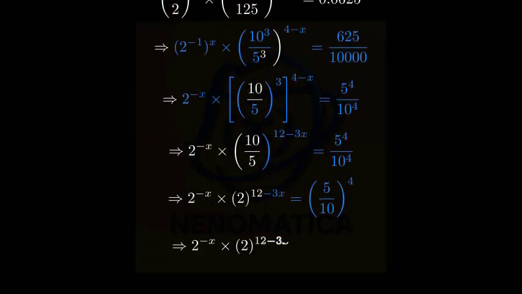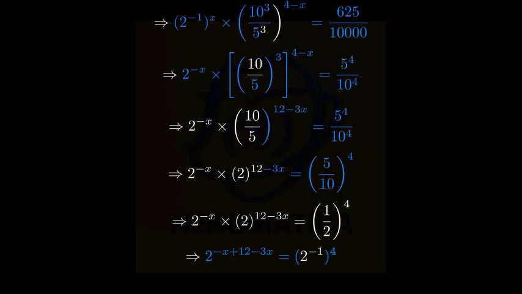We can simplify 5 over 10 to 1/2. So our equation becomes 2 to the minus x multiplied by 2 to the 12 minus 3x power equals (1/2) to the fourth power. Now, we'll combine the exponents on the left side. Using the properties of exponents, 2 to the minus x power multiplied by 2 to the 12 minus 3x power equals 2 to the power of minus x plus 12 minus 3x.